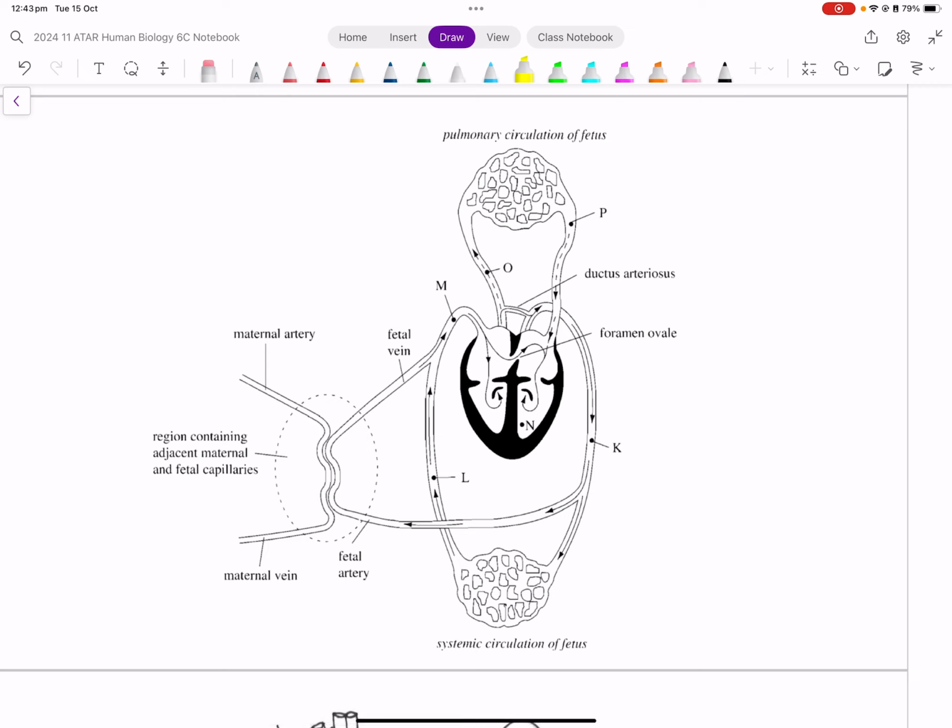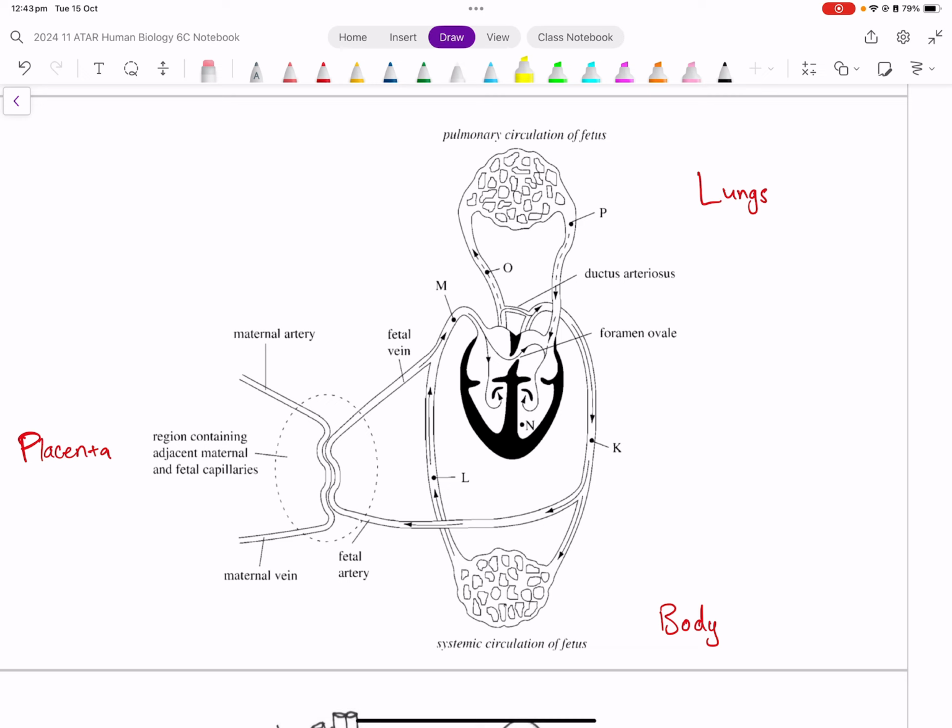In this first image, we can see, firstly over on the left-hand side, this dotted line representing the placenta. At the very top above the fetal heart, we can see the pulmonary circulation of the fetus. Very simply, the pulmonary circulation of the fetus is referring to the circulation through the lungs, and the systemic circulation of the fetus is referring to the circulation through the body of the fetus. In the middle, we can very clearly see the heart as well.